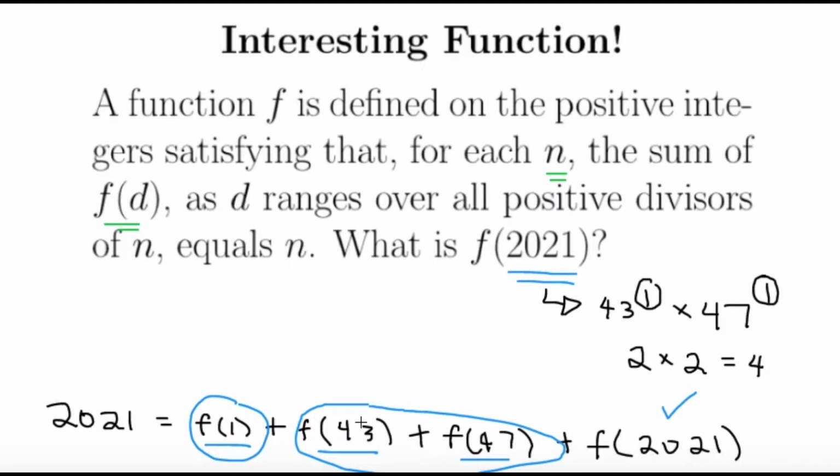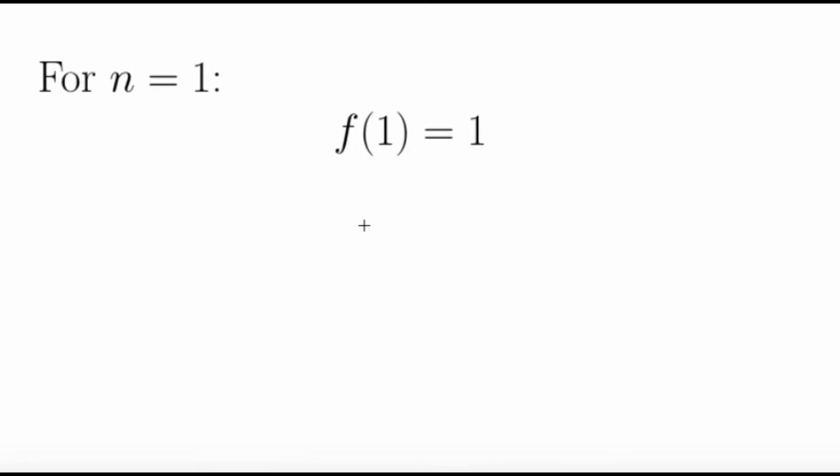But first, let us start with the basic case n equals 1. If n equals 1, note that we can write n, which is given to be 1 here, as a sum of f of d, where d is a positive divisor of n. There's only one divisor of 1, namely 1. So it is already obvious that f of 1 equals 1, since 1 is the only positive divisor of 1. So f of 1 must equal 1.